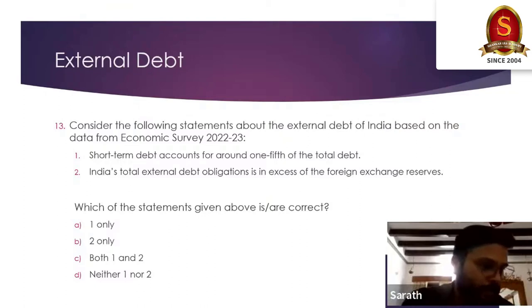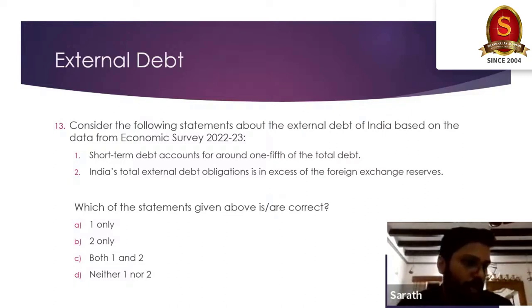Now, there is a question which Rajashekaran also, now I think that clarifies your question. The question itself says about external debt of India. So it is about external debt. Even when we say total debt, the larger question is about external debt. Okay. Hope that clarifies that particular query.